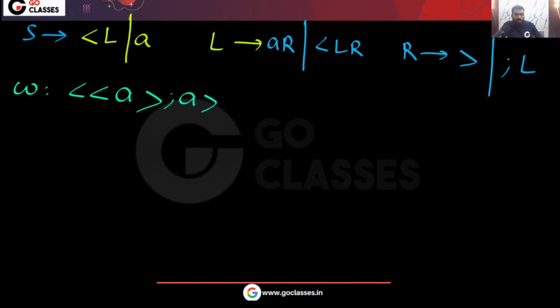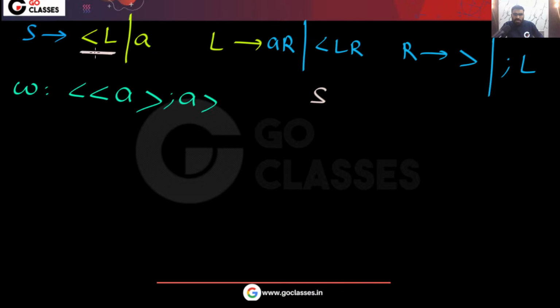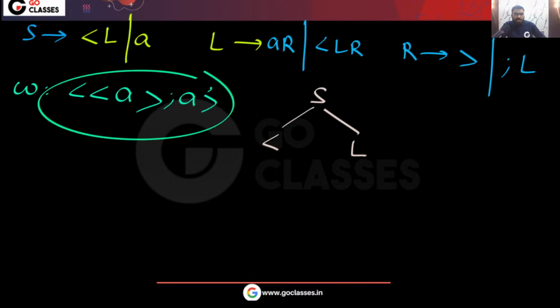So let's try to parse this string that is given to you. Very simple. The start variable is S. From the start variable, tell me which production you will take, production number 1 or production number 2. I can replace S with less than L, or I can replace it with A. If you want this string, then definitely the only choice is to take this production. Yes or no? There is no other choice right now.